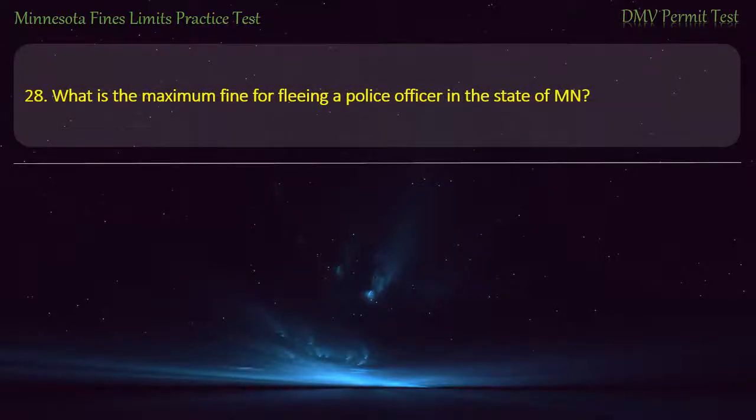Question 28. What is the maximum fine for fleeing a police officer in the state of MN? $500, $10,000, $5,000, $1,000. Answer. $5,000.